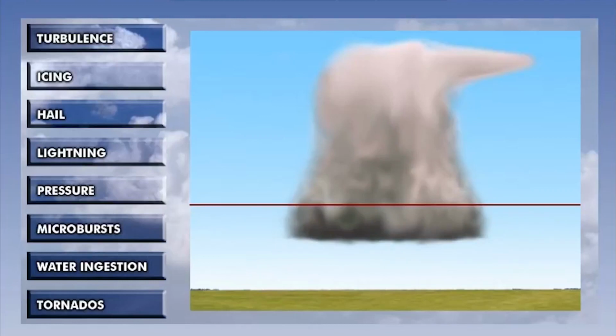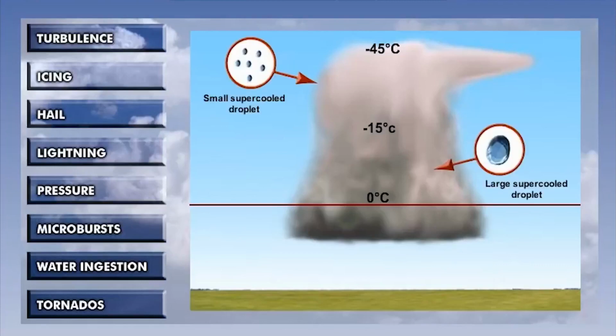Icing. Severe icing can occur in cumulonimbus clouds between 0 and minus 45 degrees Celsius, but can be particularly significant in the range minus 3 to minus 10 degrees Celsius. High concentrations of large, supercooled water droplets can lead to severe clear icing on the airframe very quickly indeed. Carburetor icing can occur at temperatures between minus 10 and plus 30 degrees Celsius.